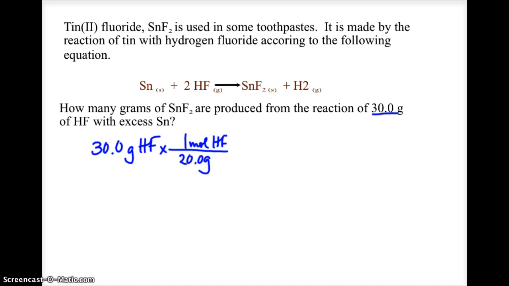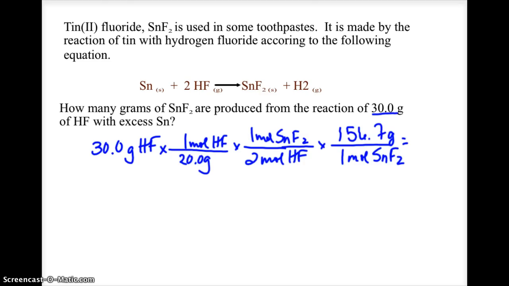So you take your 30 grams of HF and you convert to moles of HF. You use the mole ratio to convert to moles of tin 2-fluoride, and then you would use the molar mass to solve.